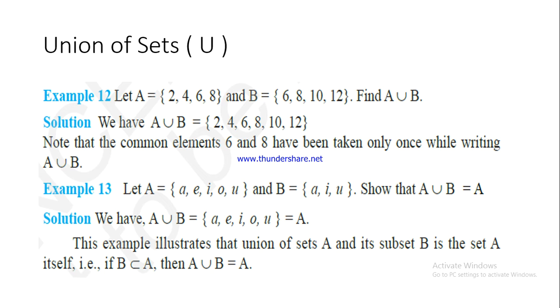Example number 3. A is a set of all the vowels and B is a set which has 3 elements A, I and U, and now you can show that A union B is equal to A. So A union B should have both the elements of A and B. So A union B becomes A, E, I, O, U. Now all these elements, since they are present in A and also present in B, they are forming the set A union B.